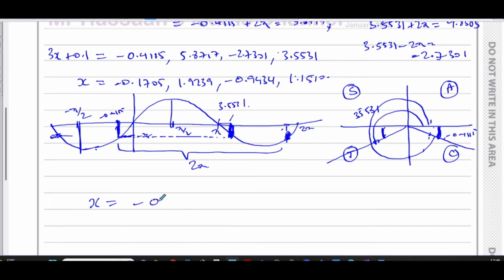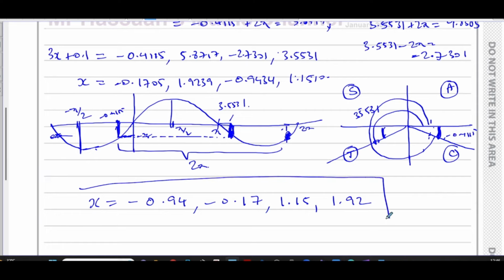I'm going to write them in order of size as well. I'll start with the lowest, which is negative 0.94. And then I have this other one, negative 0.17. And then I have this one, which is 1.15. And this one I have 1.92. So these are all the solutions in the end for this equation.